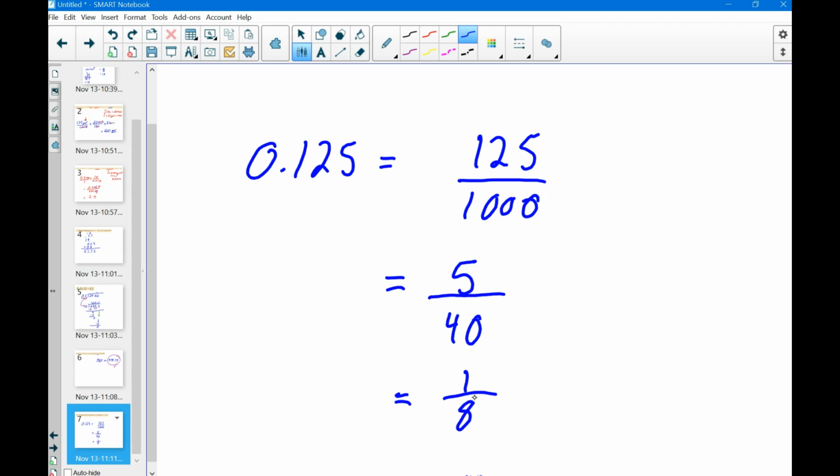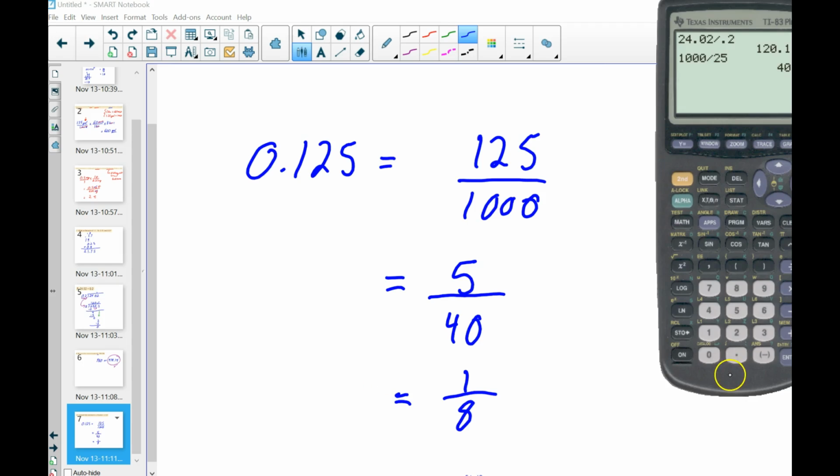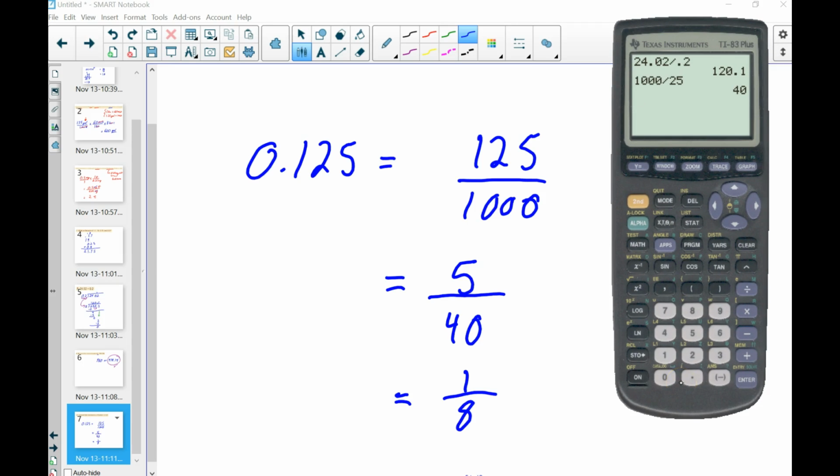So, just checking this out, because you don't believe me, because how could 0.125 be 1 over 8? Let's check it out. If I did this, and I said 1 divided by 8, that turns out to be 0.125. I hate math.